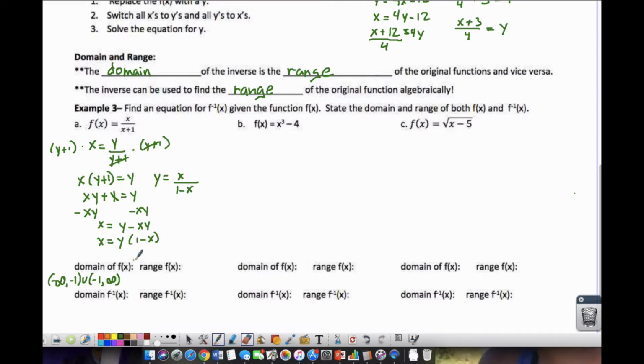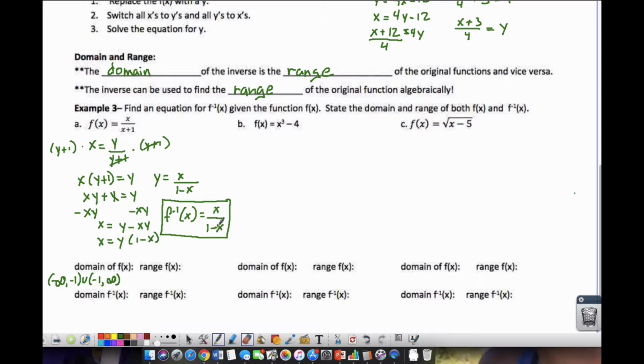We're going to skip the range for now because we do not have a way to find that algebraically. But if we look at the domain of this function, this is our inverse. So let's actually write this with the correct notation. We found the inverse here, 1 minus x, this is our final answer for the inverse.